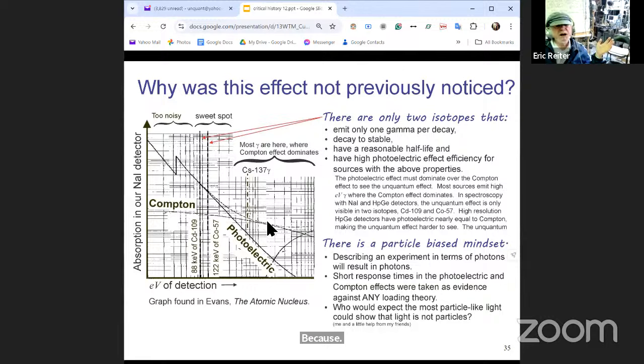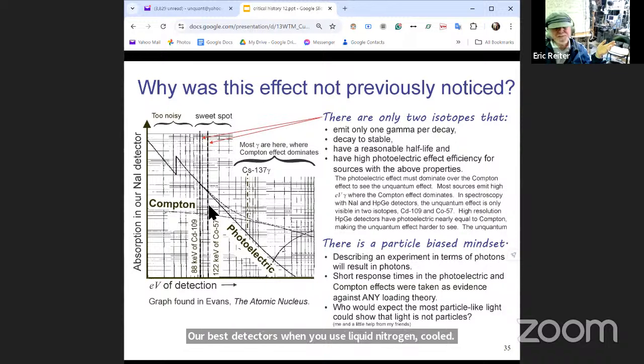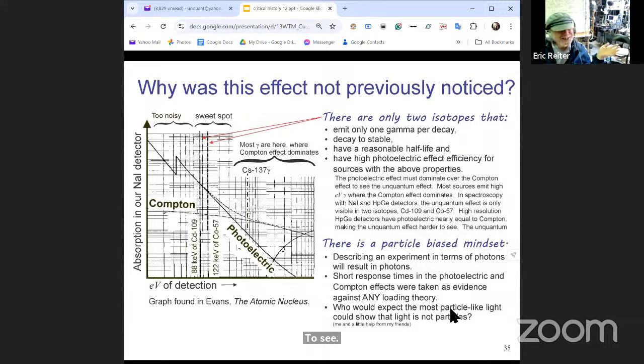Another reason is our best detectors, when you use liquid nitrogen cooled detectors, it pushes these isotopes over to where the Compton effect dominates more. So where you expect to see it better, you see it worse. So there's things where you just wouldn't expect. Also, who would expect that the most particle-like kind of light would show that light is not a particle? So that's what I did. It's counterintuitive.